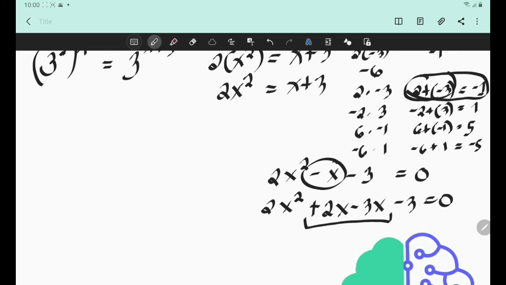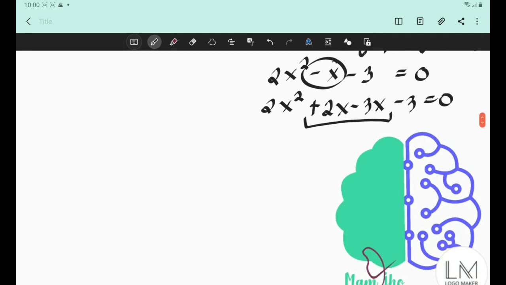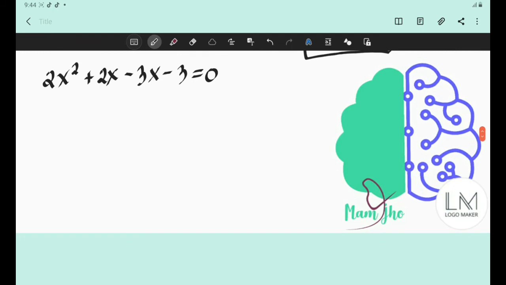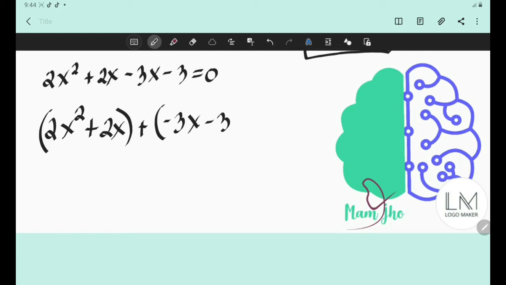Okay, so paano natin siya i-factor? So, i-rewrite natin ngayon. We have 2x squared plus 2x minus 3x minus 3 is equals to 0. So, after nating i-rewrite, gumamit tayo ng grouping symbol. So, i-group natin siya into 2. So, we will have 2x squared plus 2x. So, ito yung first group natin. We will use a parenthesis. Then, plus, yung second group naman natin, we will have negative 3x minus 3 is equal to 0. So, saan natin nakuha yon?